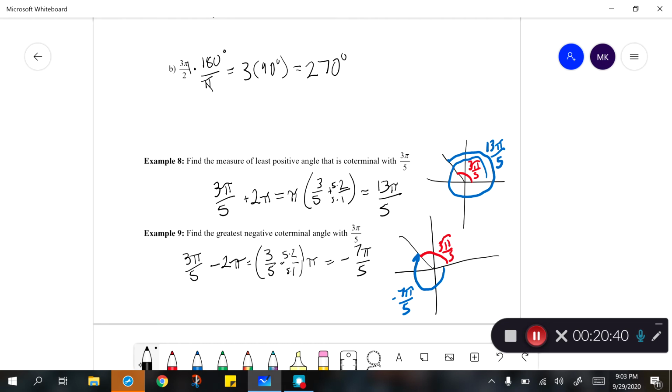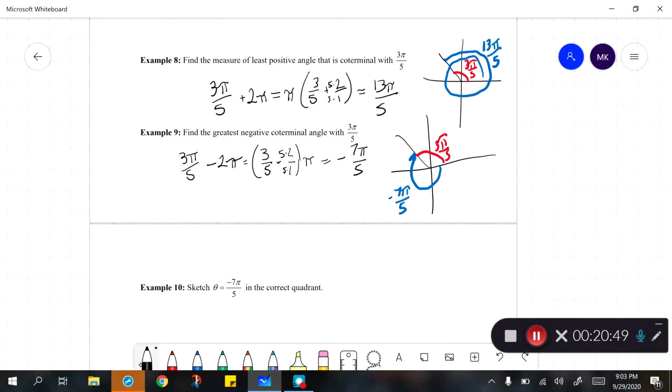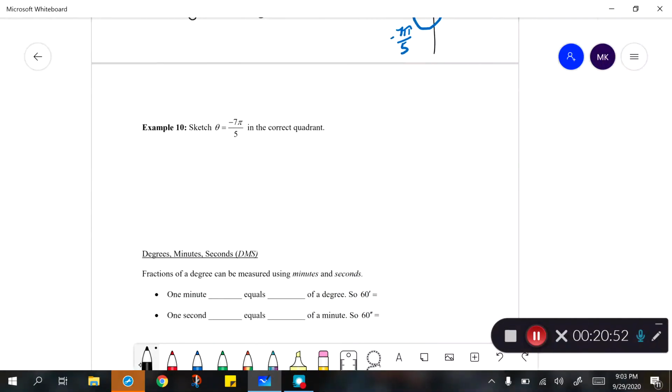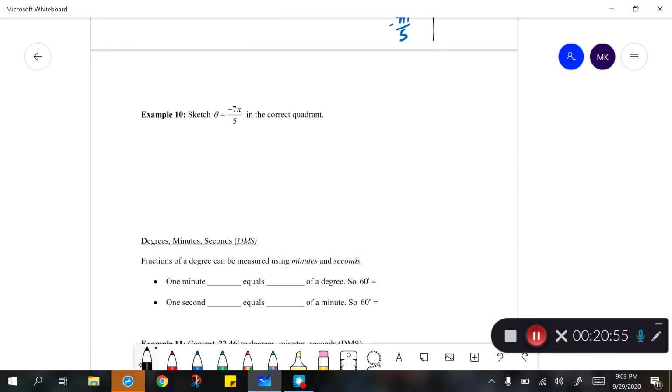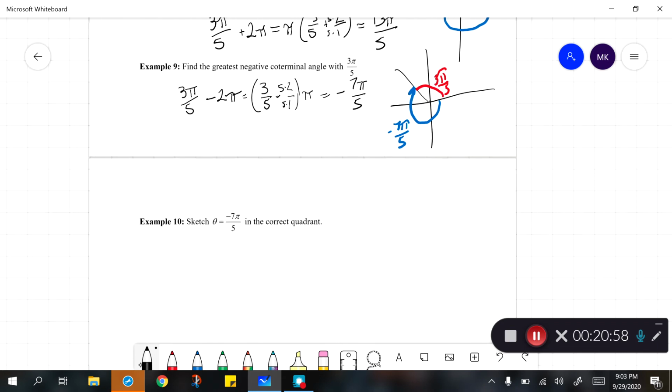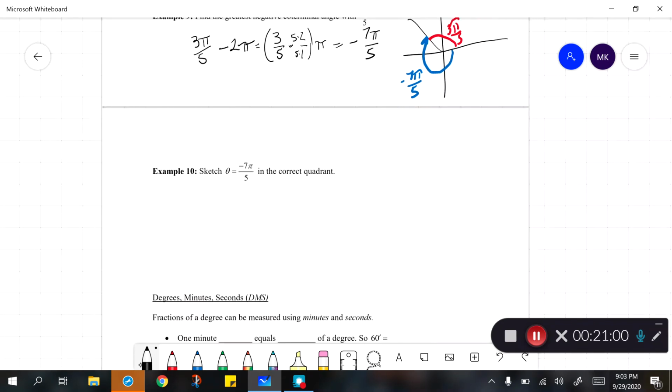This is a really important skill to understand and get used to: finding these coterminal angles, and something that we're going to do heavily on the homework is identify whether things are coterminal or not. Now sketch negative 7 pi over 5 in the correct quadrant. Well, we just did that, right? So this should be really easy, but how do you know? Just looking at this, how do I know if it's in the correct quadrant or not?